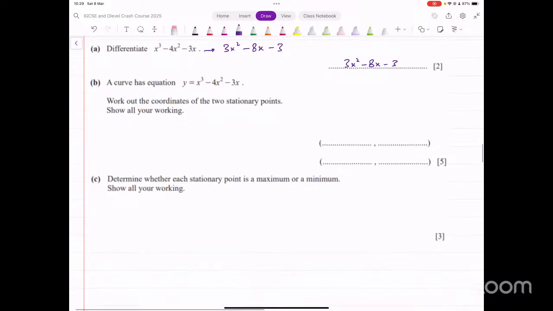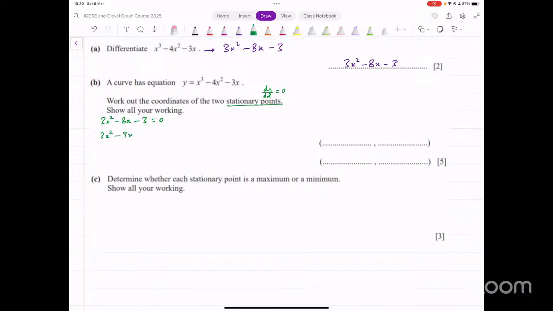Now it says find the coordinates of the two stationary points. I put this equal to 0 because we're looking for stationary points. At stationary points, we know that the derivative is supposed to be equal to 0. So that's what we do. We put the derivative equal to 0 and see what that gives us. 3x squared minus 8x minus 3 equal to 0. Can we factorize this? 3 times 3 is 9. We want to subtract two numbers to get this. Yes, we can do that.